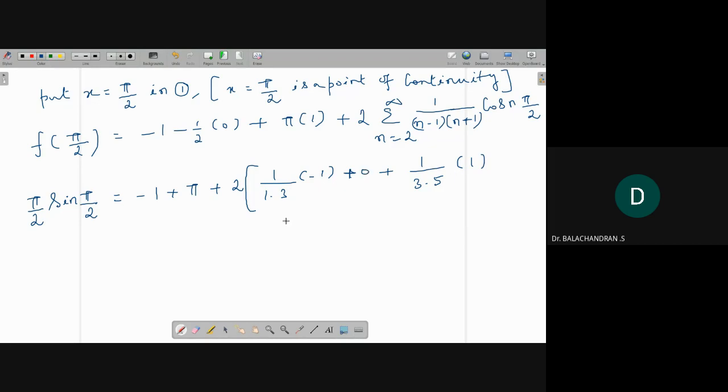N equal to 5: cos 5 pi by 2 is again 0. So cos of odd multiples of pi by 2 is 0: cos pi by 2, 3 pi by 2, 5 pi by 2, 7 pi by 2, everything is 0. Then the next one, plus, so substitute 6: 1 by 5 into 7, cos 3 pi, which is minus 1. The cos of odd pi is minus 1, cos of even pi is plus 1, and so on.